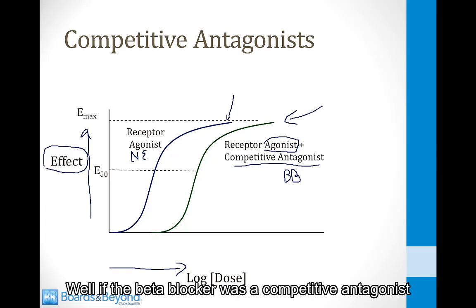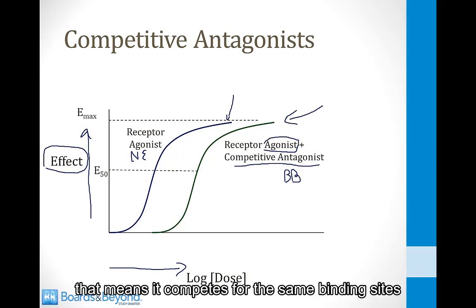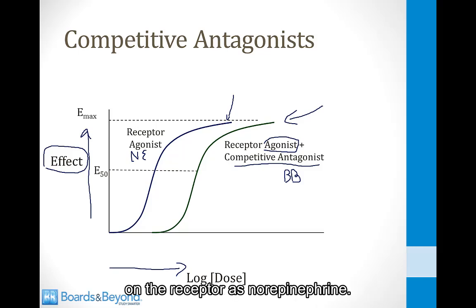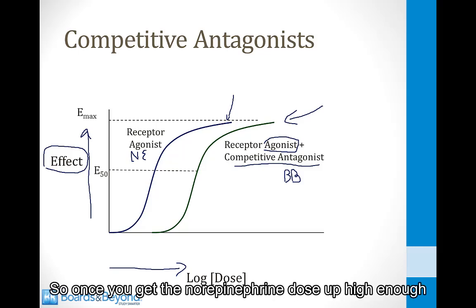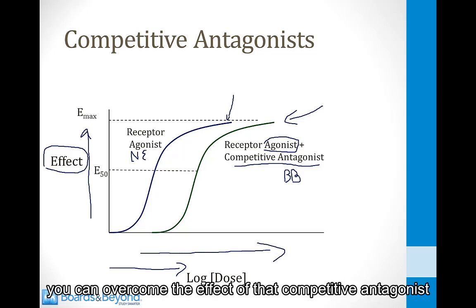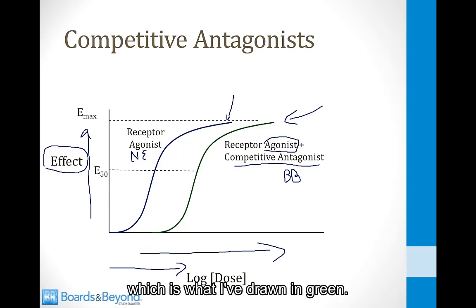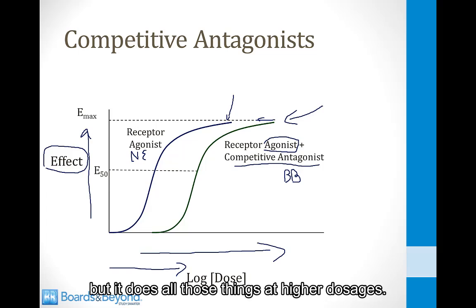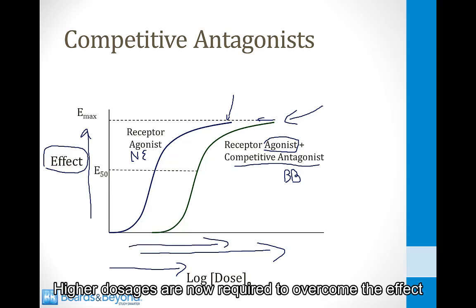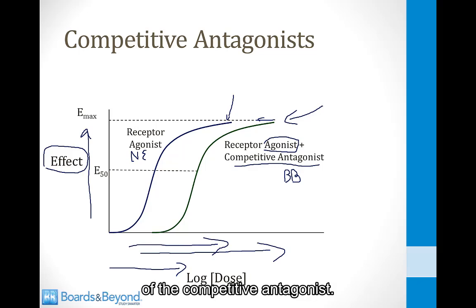Well, if the beta blocker was a competitive antagonist, that means it competes for the same binding sites on the receptor as norepinephrine. So once you get the norepinephrine dose up high enough, you can overcome the effect of that competitive antagonist and generate your same normal shaped curve, which is what I've drawn in green. So the curve has the same shape and it reaches the same maximum effect, but it does all those things at higher dosages. Higher dosages are now required to overcome the effect of the competitive antagonist.